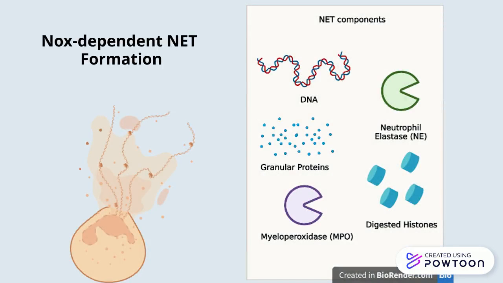In NOX-dependent NET formation, the presence of activating molecules leads to a cascade that eventually assembles the NADPH oxidase, or NOX, enzyme, which then begins to produce ROS. ROS causes the nuclear and granular membranes of the neutrophil to disintegrate, allowing the proteins NE and MPO to interact with the free-floating chromatin. The NE and MPO cleave histone proteins, causing the chromatin to decondense. Finally, the loose DNA becomes bound with various antimicrobial proteins and is ejected out into the extracellular space.